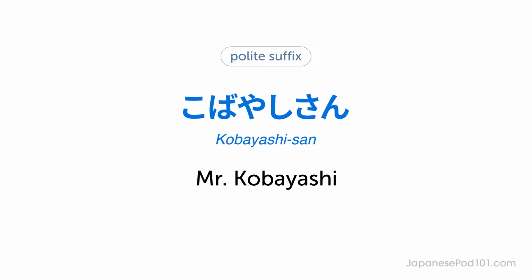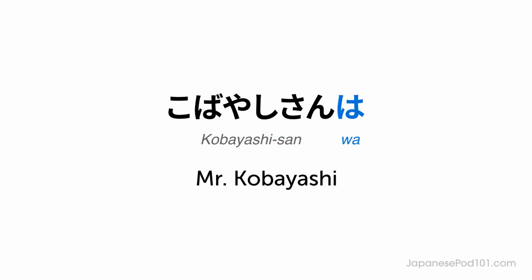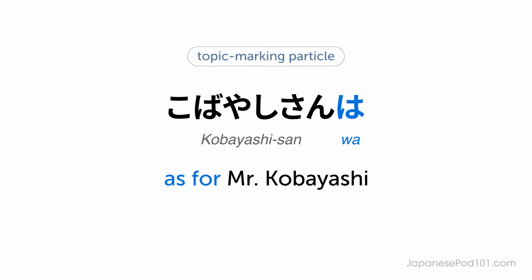Together, 小林さん, Mr. Kobayashi. After this is the particle, は, the topic marking particle. It marks Mr. Kobayashi as the topic of the sentence. Think of it like as for in the expression as for Mr. Kobayashi. Together, it's 小林さんは, as for Mr. Kobayashi. In Japanese, it's more common and polite to address a person by his or her name and polite suffix rather than directly with you.